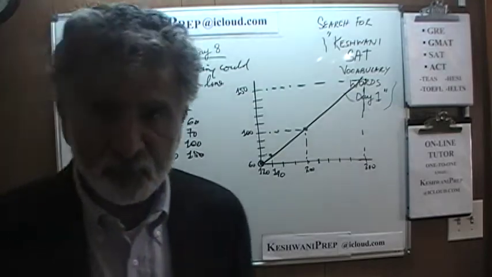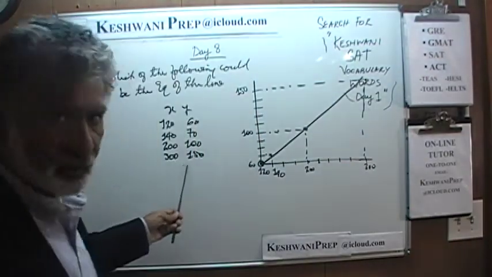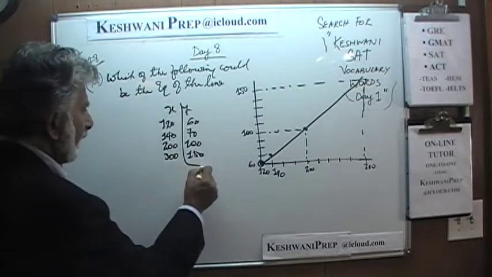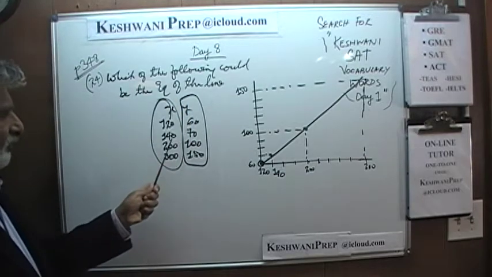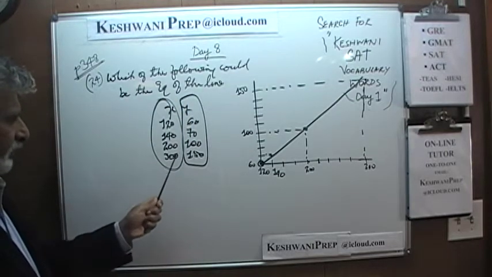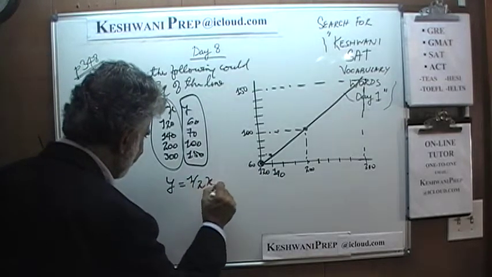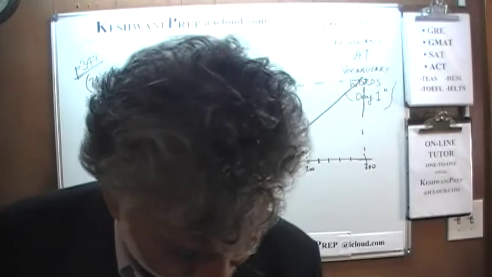And we don't have to do this much work to realize what's going on here. This is plenty here. What do you see here, relationship between x and y? As we can clearly see, y is always half of x. When x is 120, y is 60. When it's 140, it's 70. When it's 200, it's 100. So y is simply half of x. That's all it is. That's the relationship. That's your answer. y equals half of x.